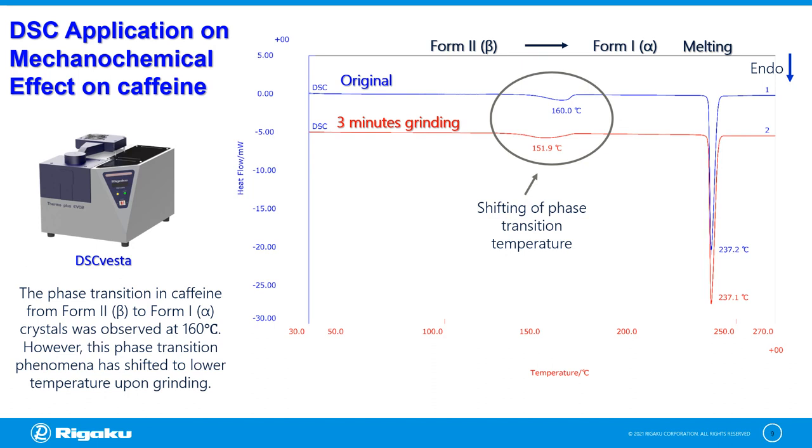However, grinding the caffeine for 3 minutes has caused a shifting of the phase transition temperature to near 150 degrees centigrade.